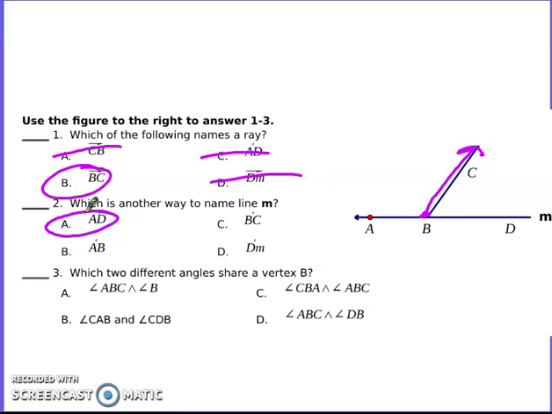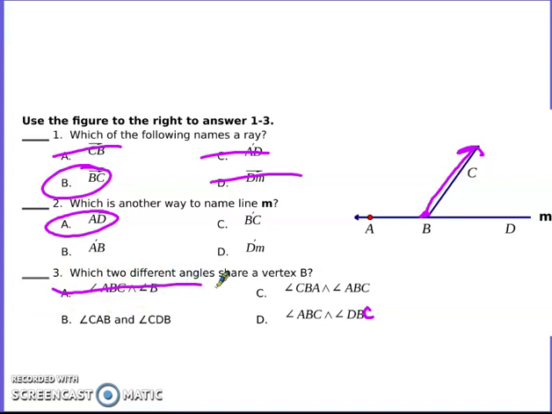Which two different angles share vertex B? Now there is a typo. Letter D should have a C on the end of it. If we look at letter A, we have angle ABC and angle B. Well, ABC has a vertex of B because our vertex is our middle point. But angle B, we don't know which side it's talking about, so we can't assume that they do.